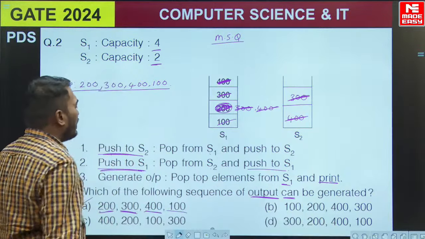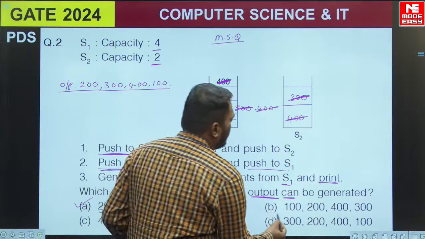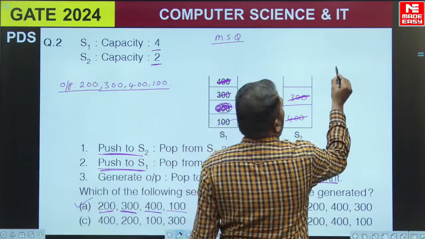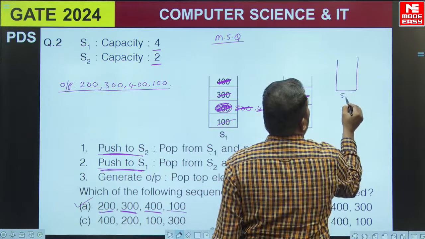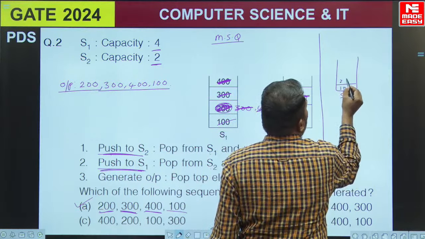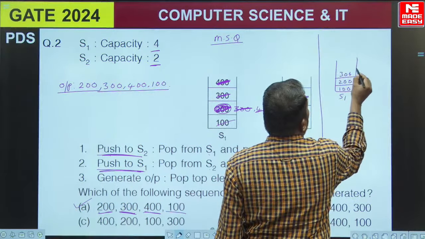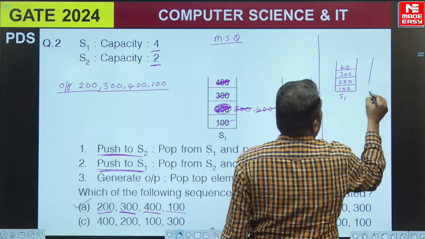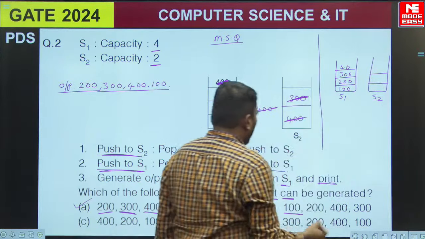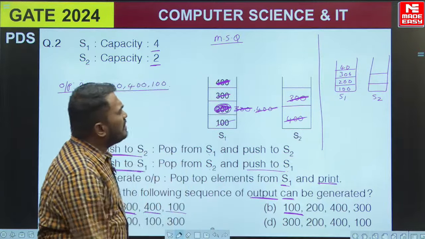So next, now come back to option B. Option B is possible or not possible? Let us try to understand. Option B, first you want 100 to be printed. So I will write it here. Let's say you are having S1. I am just trying to generate option B. So this is 100, 200, 300 and 400. Remember S2 size is 2 and S2 is not having an element. Now tell me, first you want to generate 100. Now tell me, is it possible?